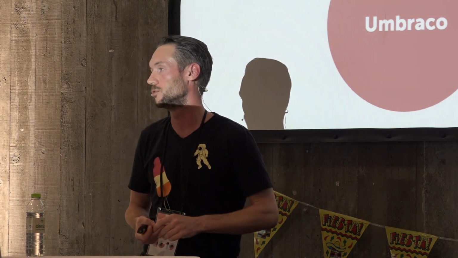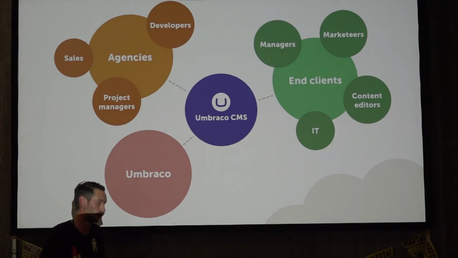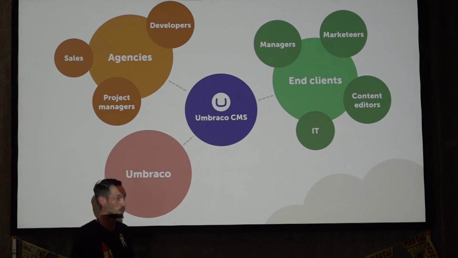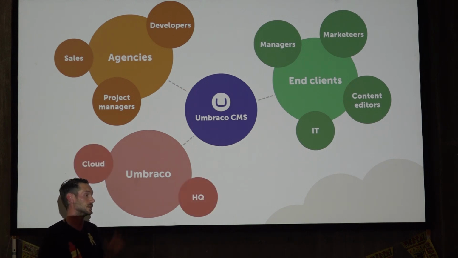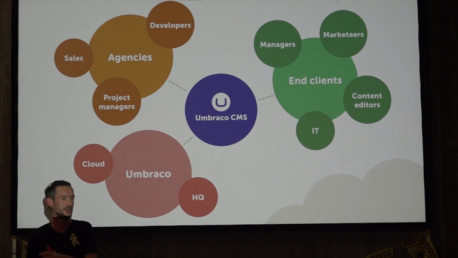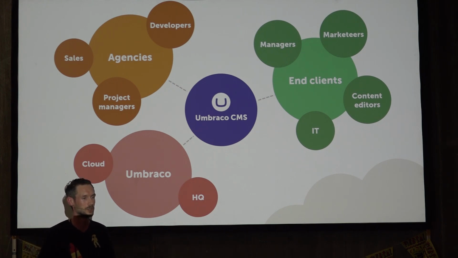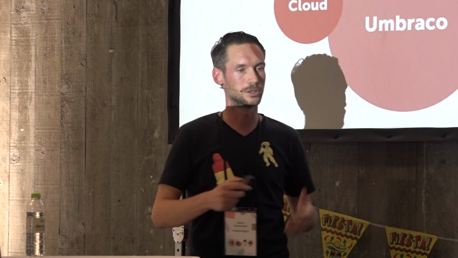And if you look at the end client, there are even more people involved. You have managers, and you want to tell managers what's coming in the next version and what's important for them, but also marketers, content editors, and IT, of course. And even if you look to Umbraco, you see that there are different stakeholders, because you have HQ, but there's also a cloud product that should be managed somehow. So different stakeholders, different perspectives.